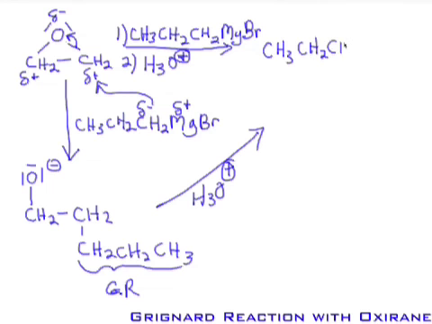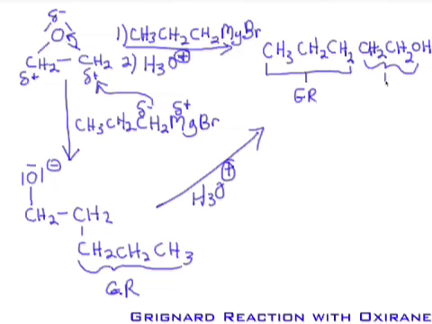So there's the propyl from the Grignard, and now the 2 CH2s from the Oxirane. There's the alcohol. So this came from the Oxirane, and this came from the Grignard. That came from the Oxirane.